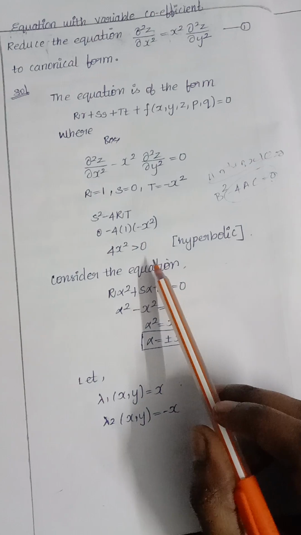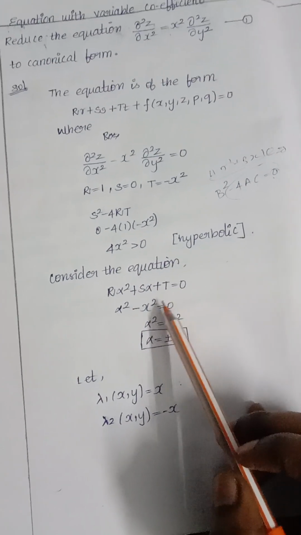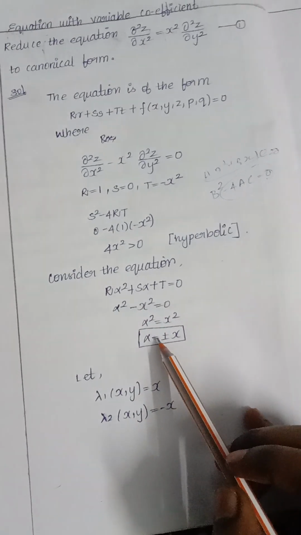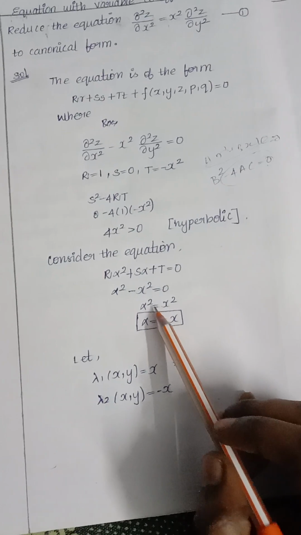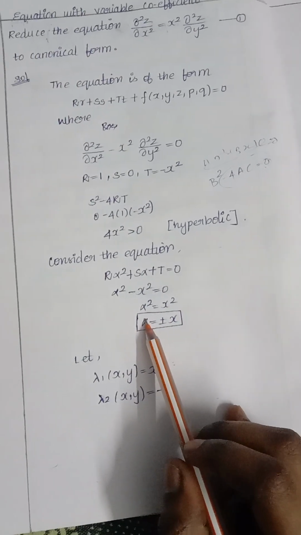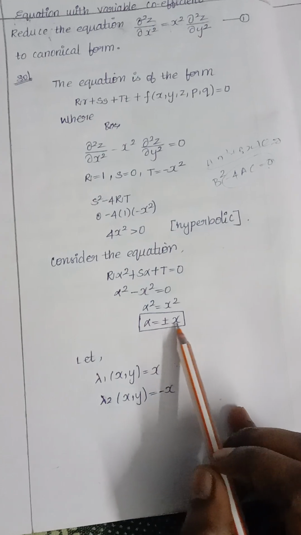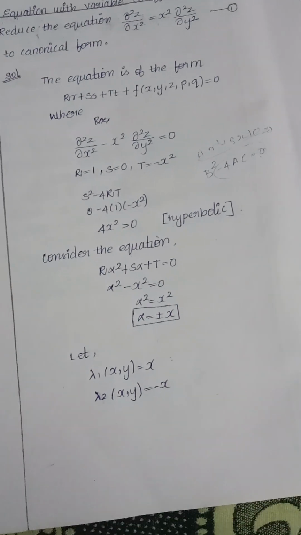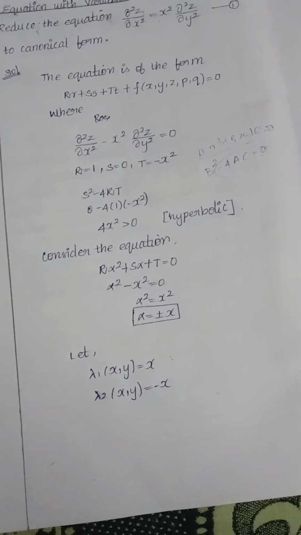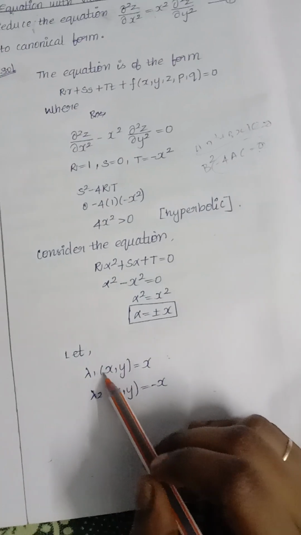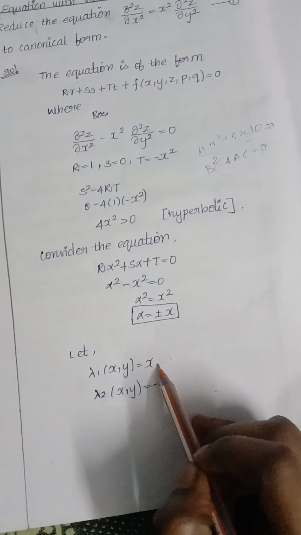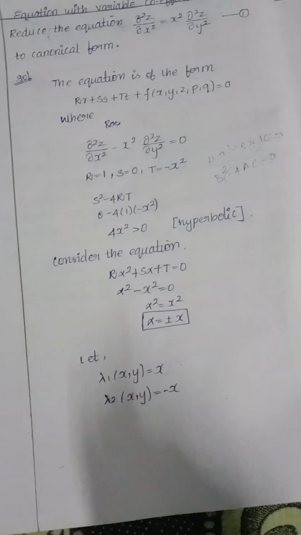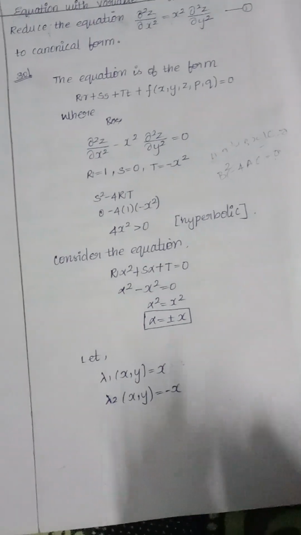So we have to consider the equation Rα² + Sα + T = 0. Substituting the values of R, S and T, we get α² - x² = 0. After that we have to find the α value: α² = x², and if we take the square root of both sides, we get α = ±x. So the solutions of α are x and -x. Consider these as λ1(x, y) = x and λ2(x, y) = -x.